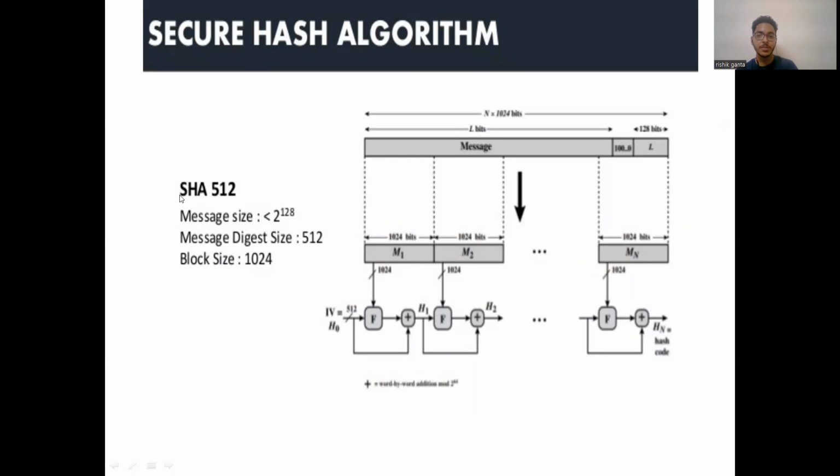Secure Hash Algorithm SHA-512: the message size is less than 2 to the power 128, the message digest size is 512 bits, and the block size is 1024 bits. So a message is given, which is divided into n blocks of 1024 bits, m1, m2, and so on until mn. Each is given to the hash function, and word addition is done and a message digest is generated, and so on.